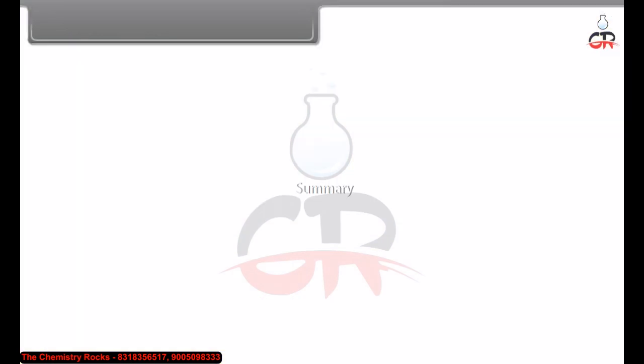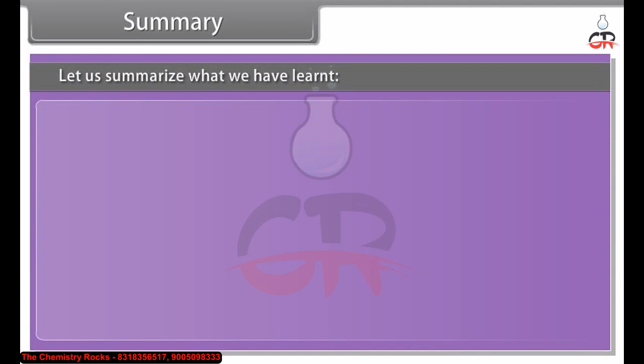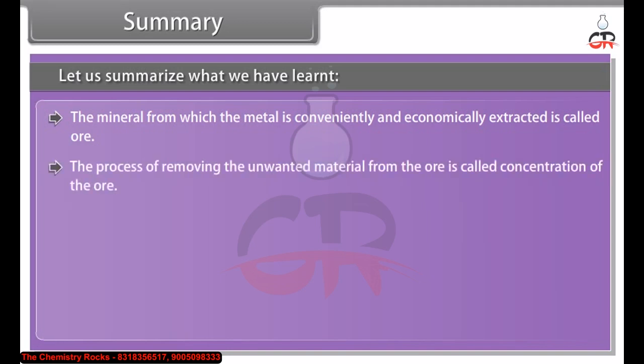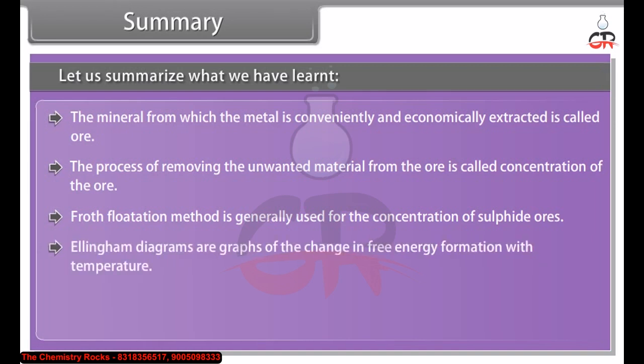Summary. Let us summarize what we have learned. The mineral from which a metal is conveniently and economically extracted is called ore. The process of removing the unwanted material from the ore is called concentration of the ore. Froth flotation method is generally used for the concentration of sulfide ores. Ellingham diagrams are graphs of the change in free energy of formation with temperature.